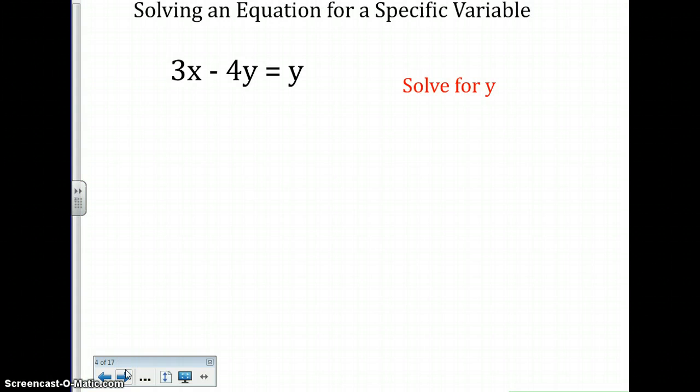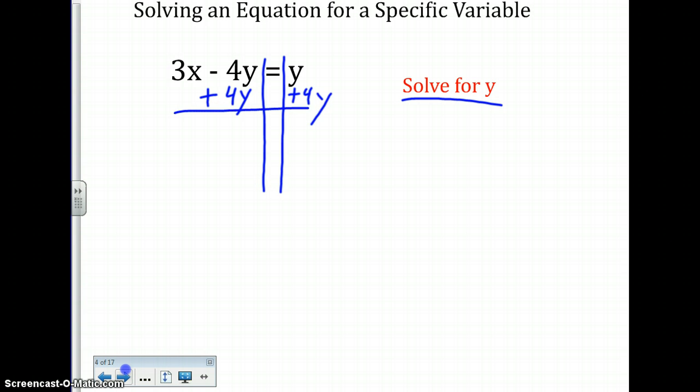So looking at this first example, they're telling us to solve for y. In this case, I'm trying to get all the y's to one side of the equation. We can think of this as a river problem, so whatever I do to the left side of the equation, I need to do to the right side. In this case, we're going to add 4y to both sides, and that leaves us with 3x equals 5y.